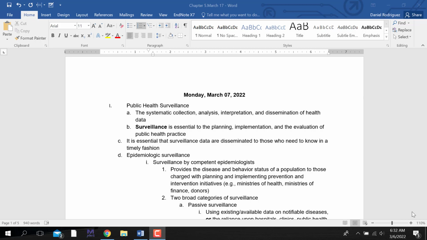Okay, let's talk about public health surveillance. So this is basically conducting surveys, or if you want to be more specific, it's the systematic collection, analysis, interpretation, and dissemination of public health data. This is obviously critical in that it helps us generate hypotheses, test hypotheses, conduct studies, but it all starts with surveillance.